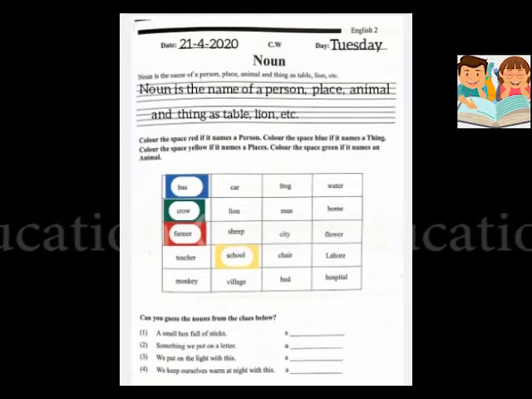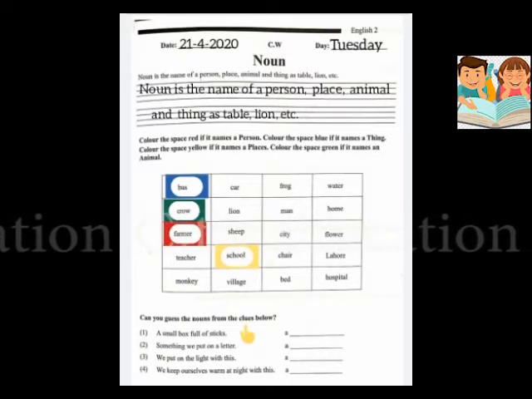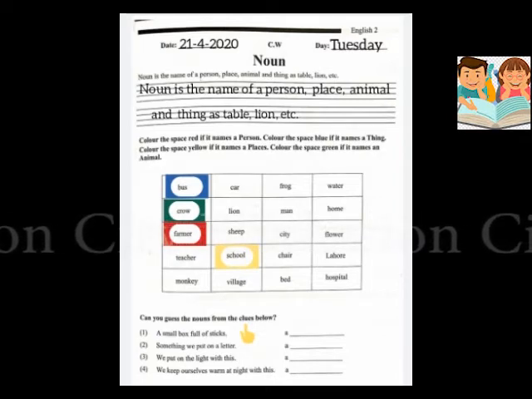Good. So the next is, can you guess the nouns from the clues below?